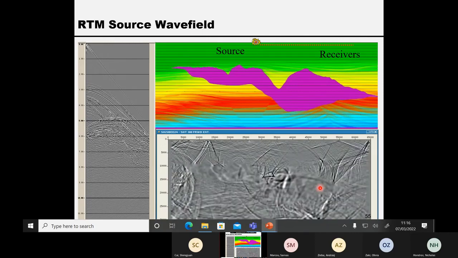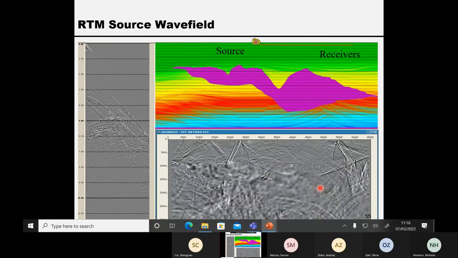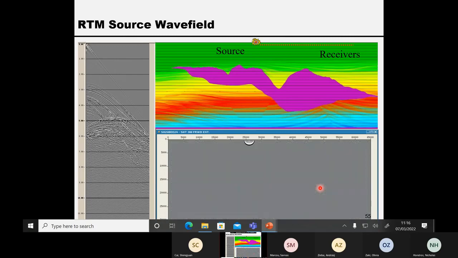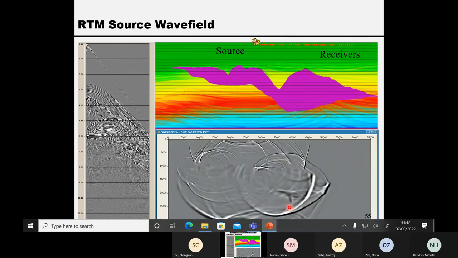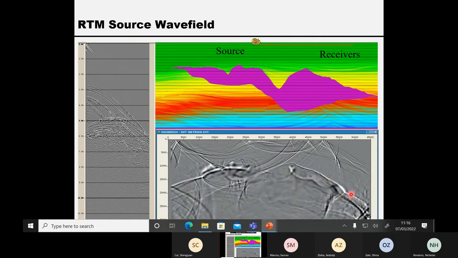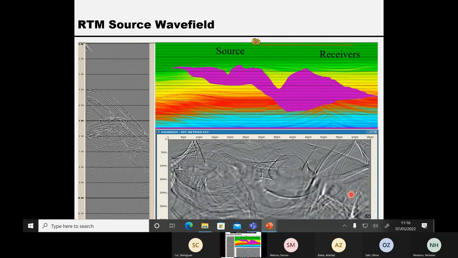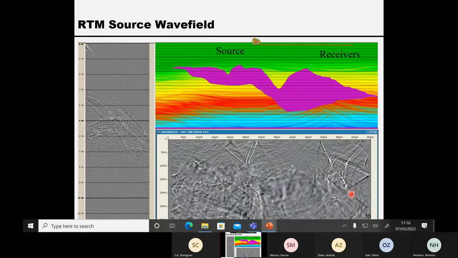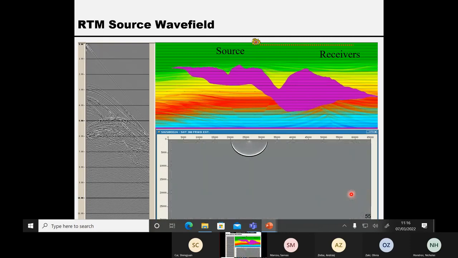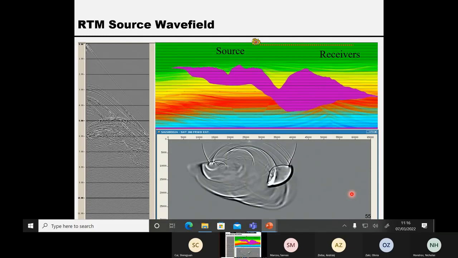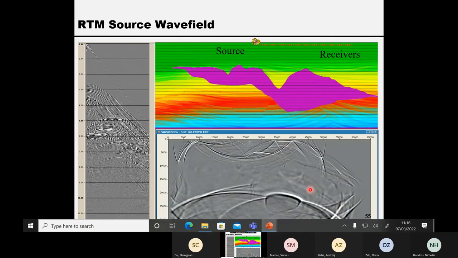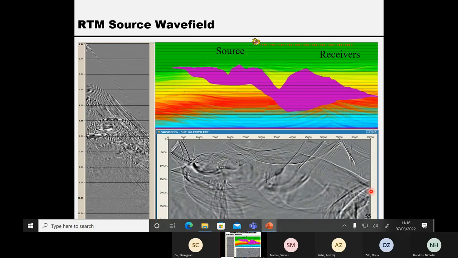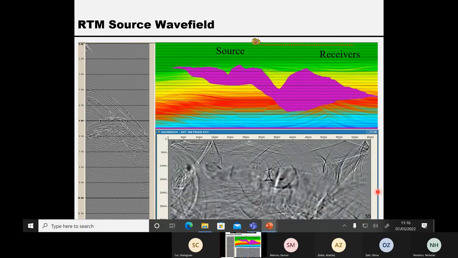For any point, the wave is transmitted and also reflected, okay? You can see here, for example, this reflection, this transmission, everywhere, right? So this means this wave field is a full wave field, okay? And if there are internal multiples, they're also there. So it includes all the wave fields.